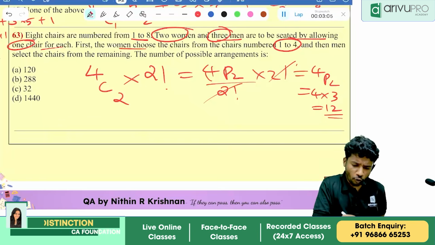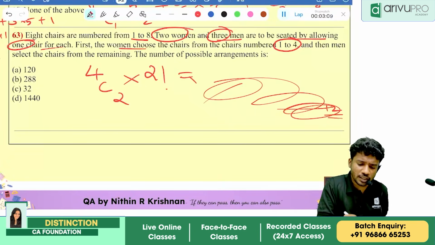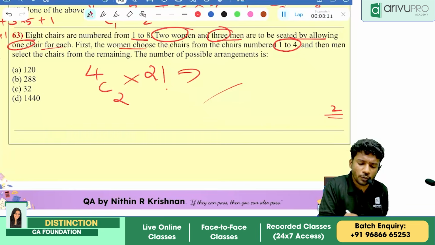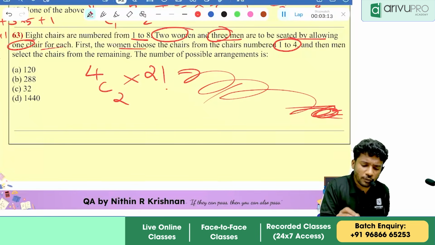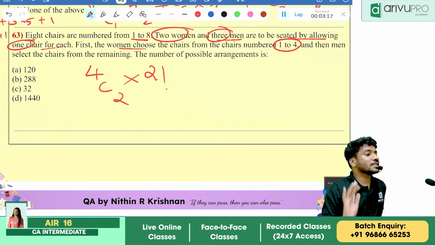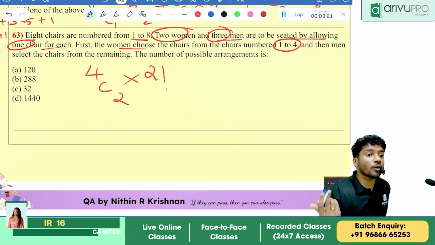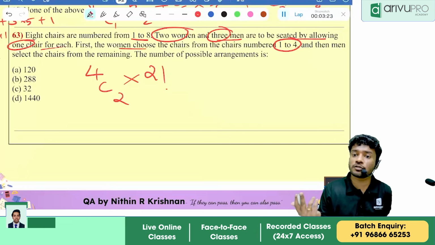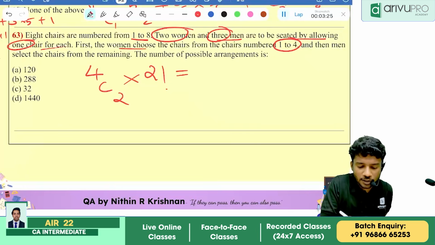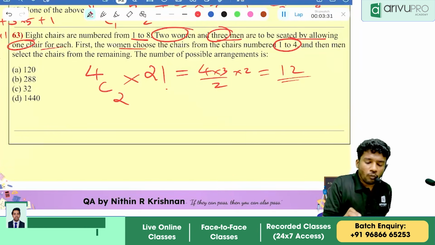You tell me. 4 chairs are there. From 4 chairs, how many people are choosing? Only 2 women are there. 2 people are choosing, so 4C2 will be the number of selections. Once they select, they should sit in the remaining 2 places, right? That means they can sit in how many ways? 2P2 ways or 2 factorial ways. That is nothing but 4 into 3 divided by 2 into 2, which is equal to 12. That is the case with women.